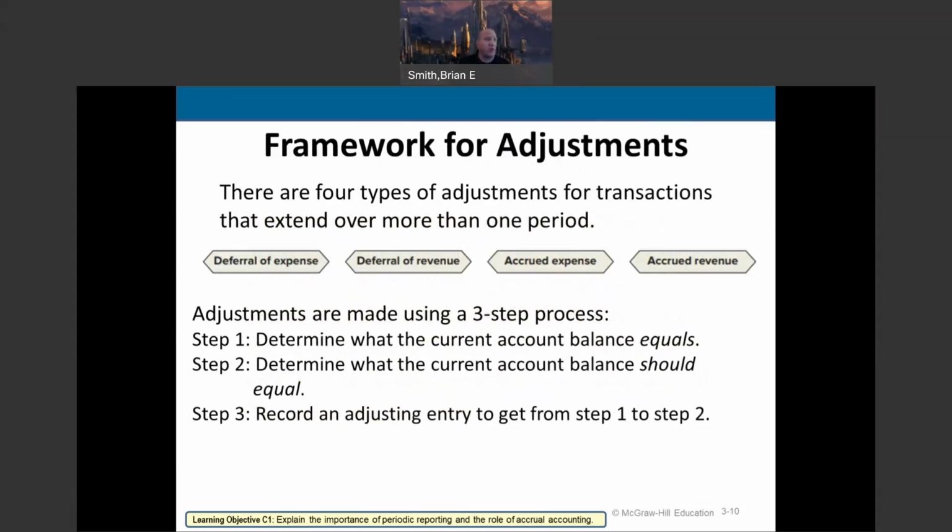So these are the 4 things that we need to do. The whole point of this in chapter 3 is making these adjustments for these timing issues that we have. We're going to be adjusting our revenues and our expenses to reflect when they actually were incurred and make sure that we recorded them in the correct accounting period. So there's 4 areas we're going to look at, and we do a 3-step process.